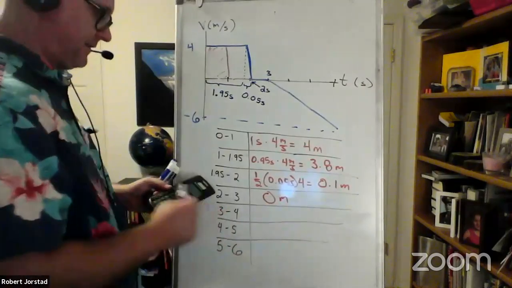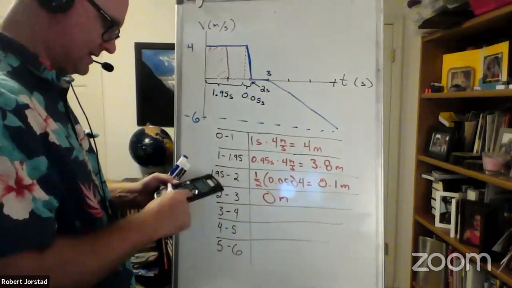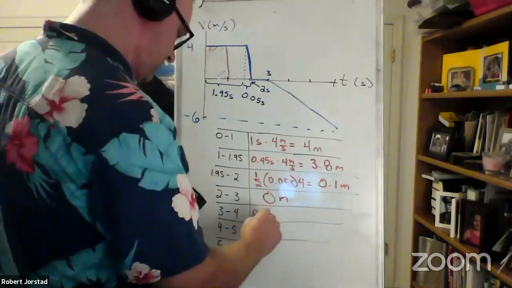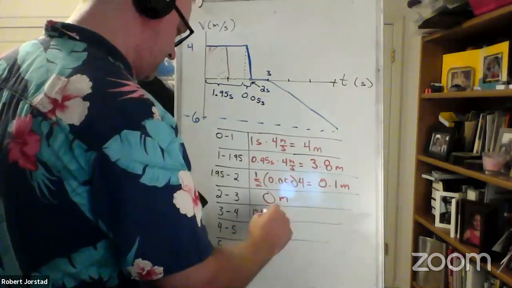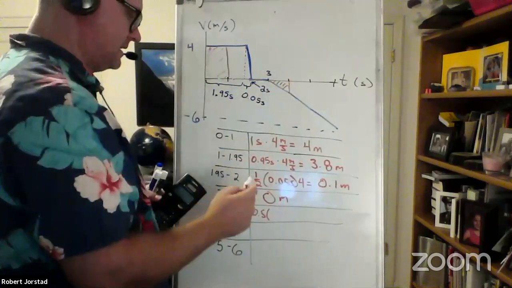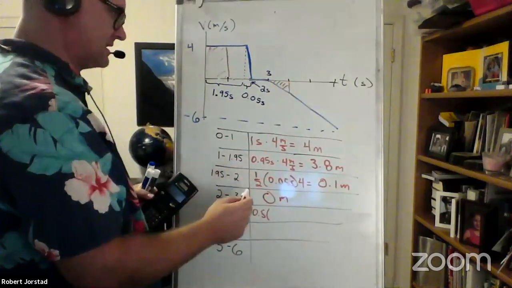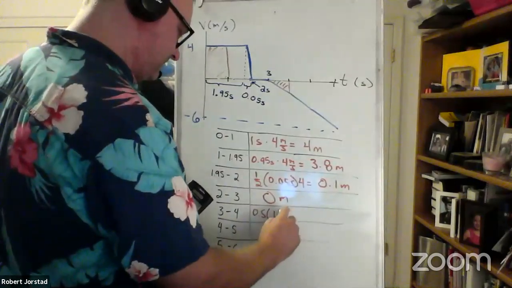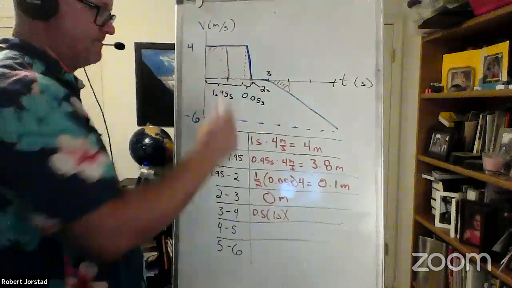And then from 3 to 4, we get a 1. Well, I guess that's 0.5 times, let's see, what's the time there? 1 second. And what's the height?